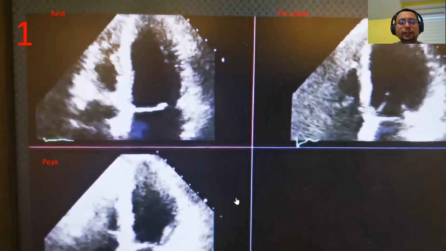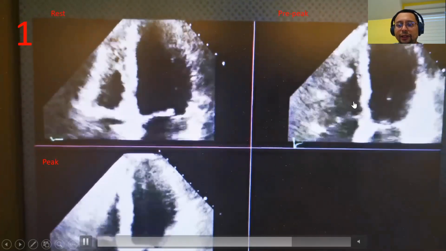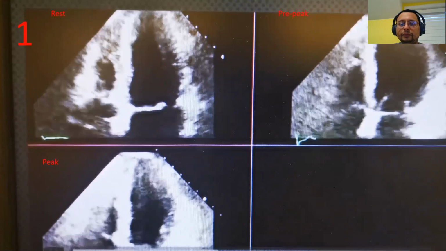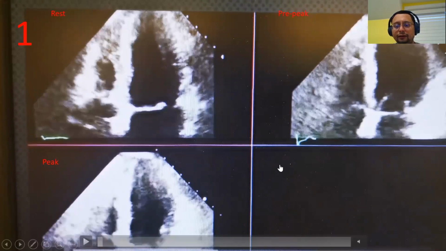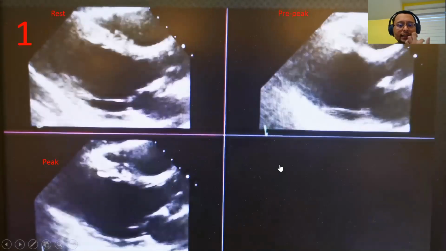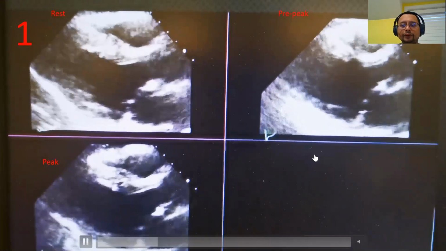Okay, so this is rest, pre-peak, and peak. Right, let's go to the next one: rest, pre-peak, and peak.